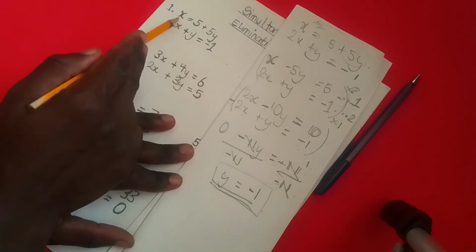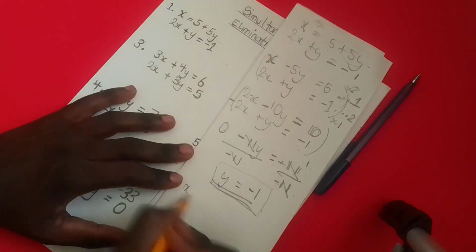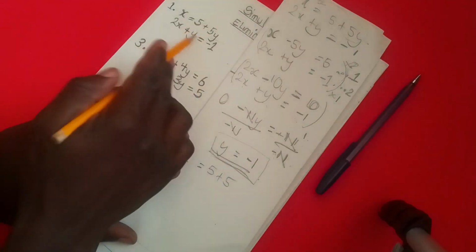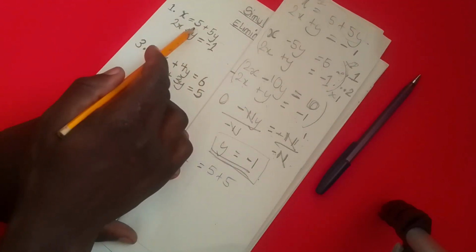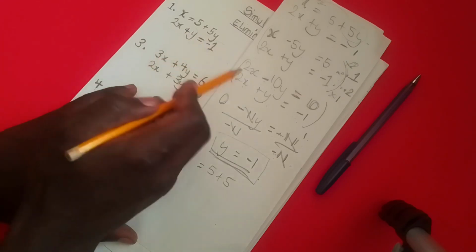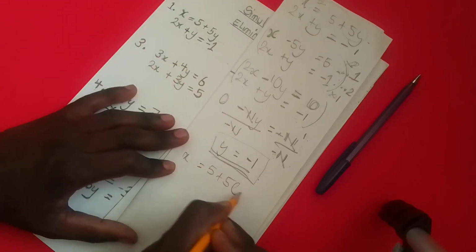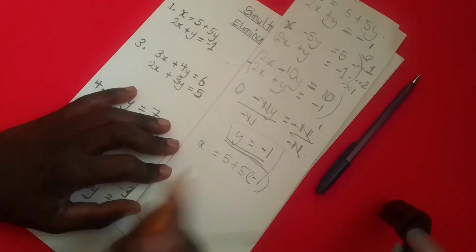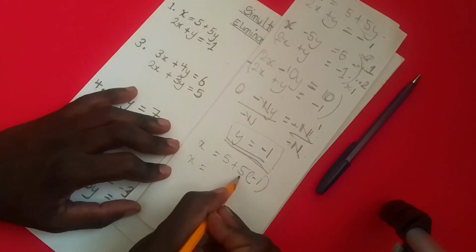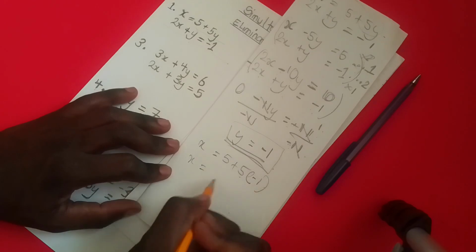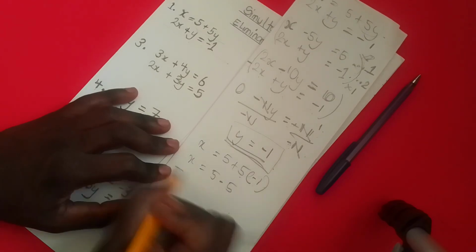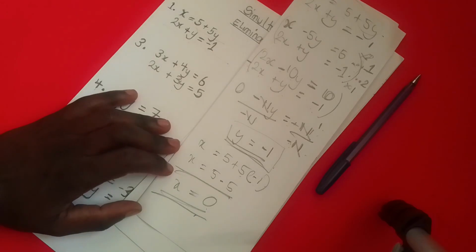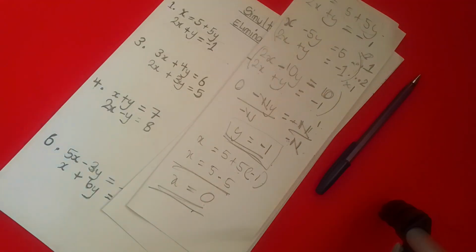Since equation 1 is saying x is equal to 5 plus 5y, and y is equal to negative 1, this y takes a negative 1. This leads to x is equal to 5 plus 5 times negative 1, which is 5 minus 5. X is equal to 0. I beg the equation 1.